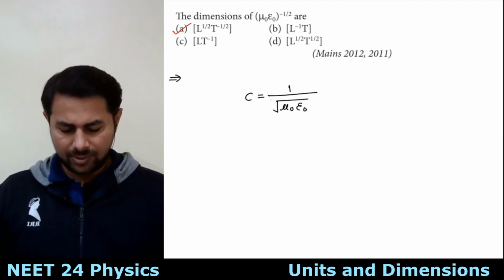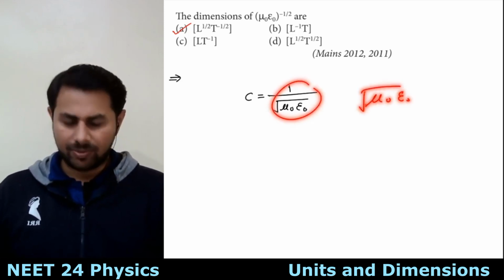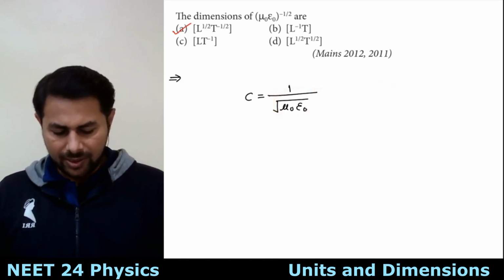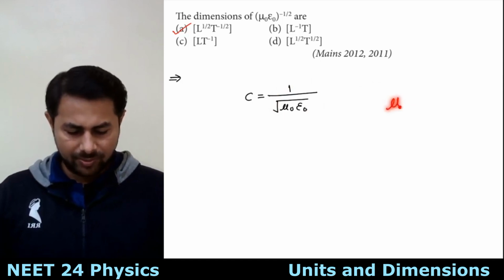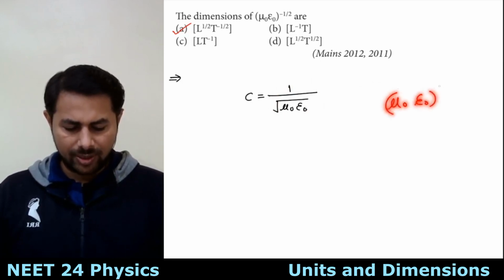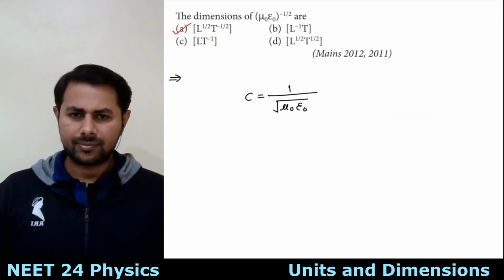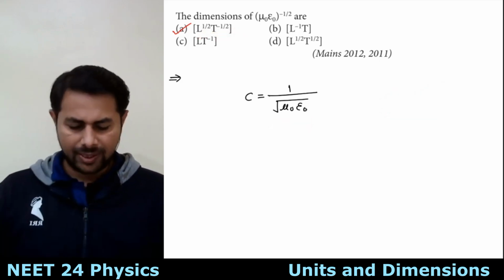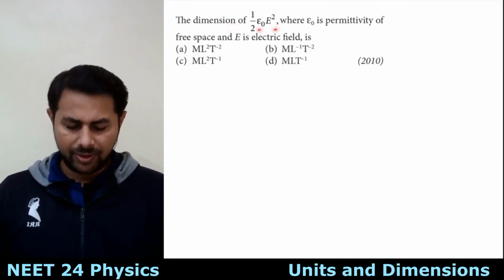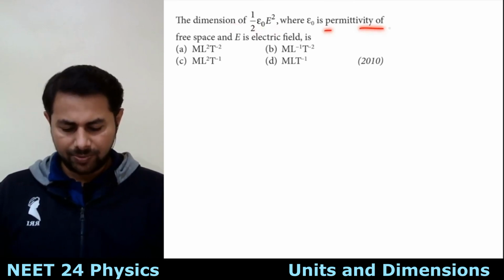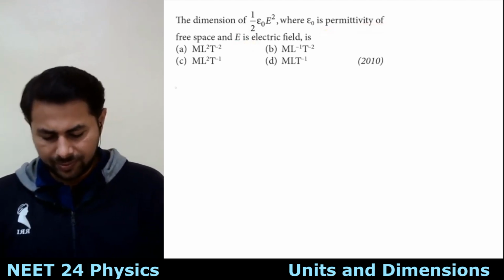So it is just speed mu naught epsilon naught. It is square root of mu naught epsilon naught, right? But it's 1 upon square root of mu naught epsilon naught. So that means it is mu naught epsilon naught to the power minus half, this thing. That's why this is the answer. Right, let's see next one. The dimensions of half of epsilon naught E square, where epsilon naught is permittivity of free space and E is the electric field, is. Tell me, anyone?